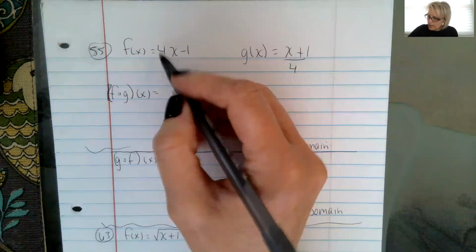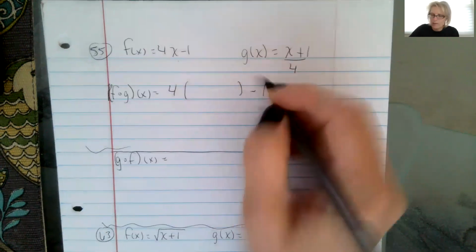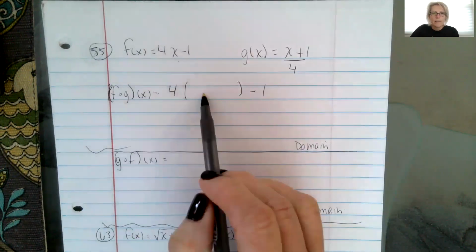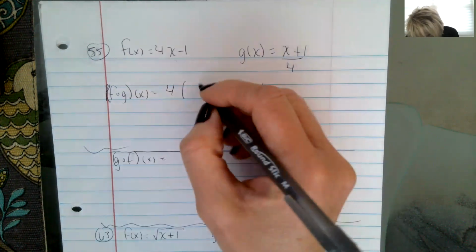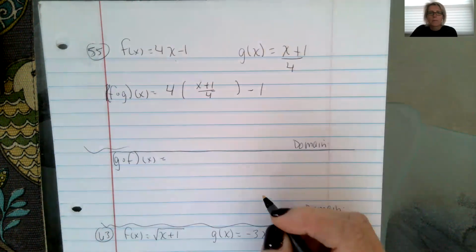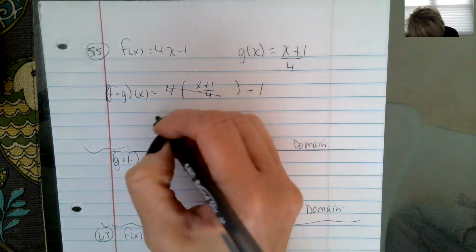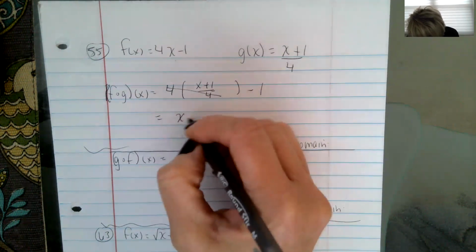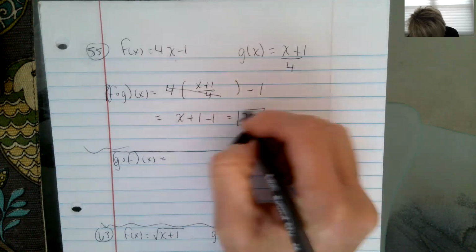F is my big outline. So I have 4 times something minus 1. That's my f, and the something is the g. G is going in there. So x plus 1 over 4. And then the cool thing is I'm multiplying by 4, so that cancels out. So I have x plus 1 minus 1, which leaves me with x.